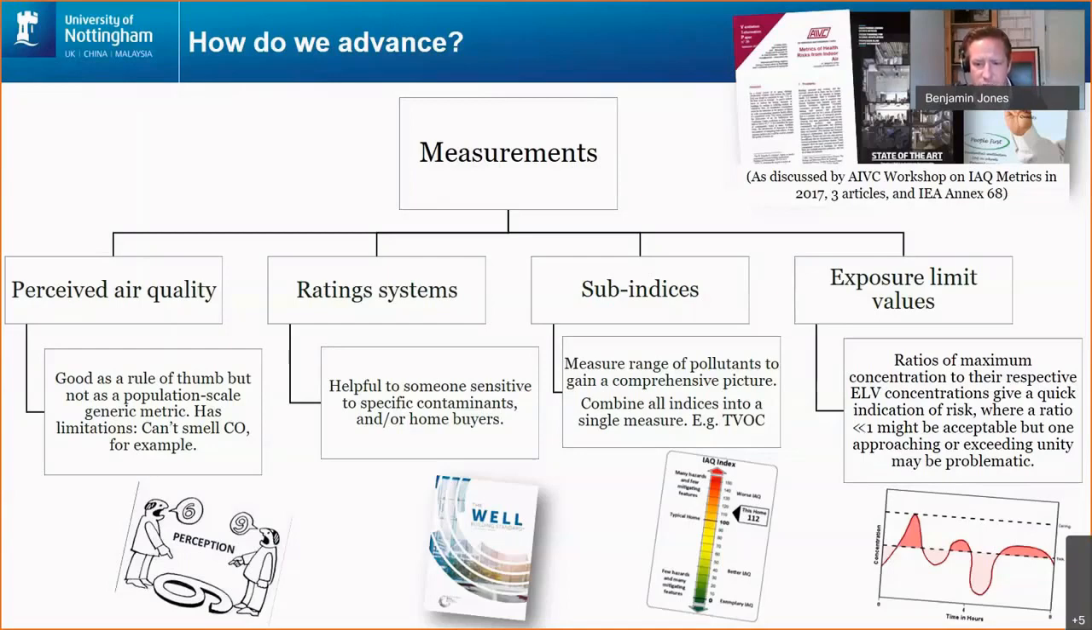And then we take the ratio of their maximum concentrations to their respective exposure limit value concentrations to give a quick indication of risk. So here a ratio of less than unity might be acceptable, but one approaching unity or exceeding unity may be problematic.